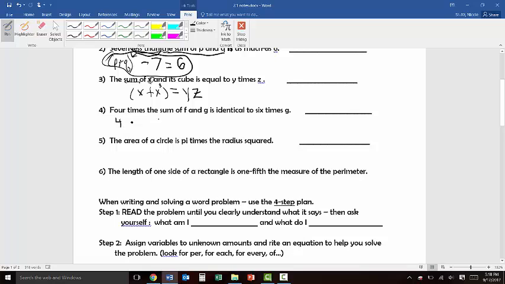Number 4 says 4 times, so draw a dot, sum of, parentheses with a plus, f and g is identical, or is 6 times g. And again, we don't really need the dots in this case, so I just rewrite it to finish off. Oops, fix that. There we go. 4 times f plus g equals 6g.